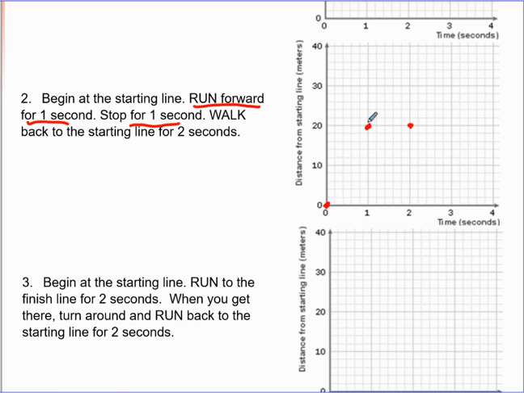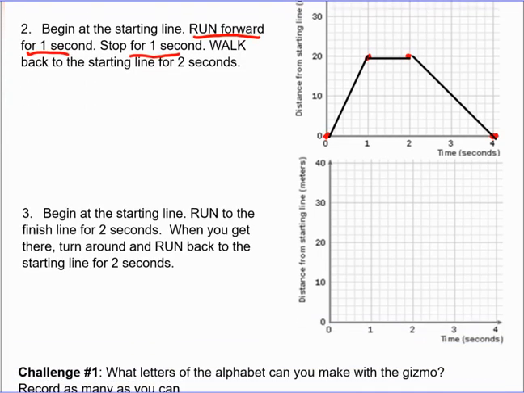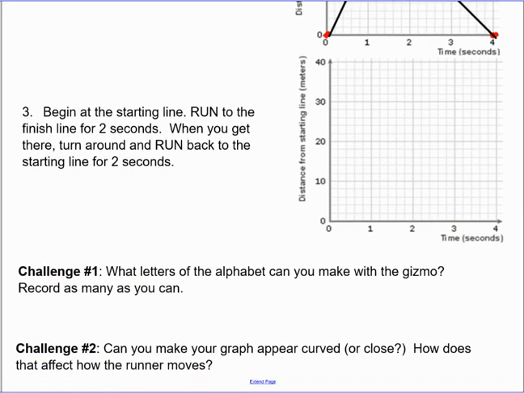So if this was a steepness of a run, then walking is a less steep speed. And he's going back. They said he's going back to the start line. Really don't want me to draw these lines, do they? And there we go. Okay, so that's what our graph is going to look like. Hopefully you're using a ruler, doing a nice job with that. All right, again, try number three before I give you that.